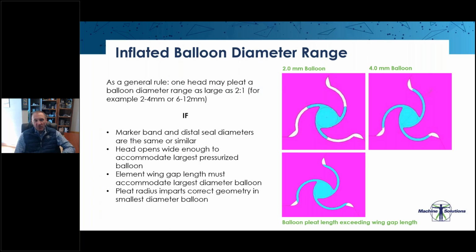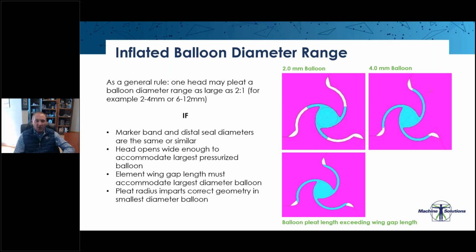Inflated balloon diameter range. As a general rule of thumb, one pleat head may be able to process a range of about 2 to 1. For example, 2 to 4 millimeters, 6 to 12. And that holds true if the marker band and distal seal diameters are the same or similar.